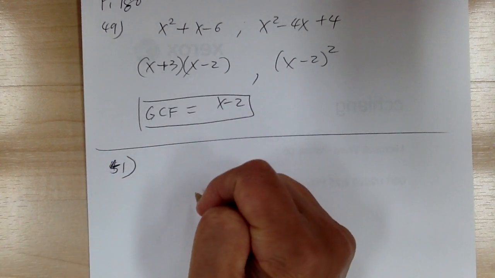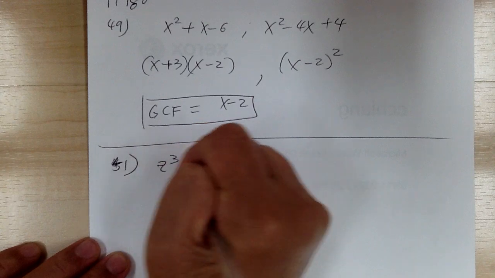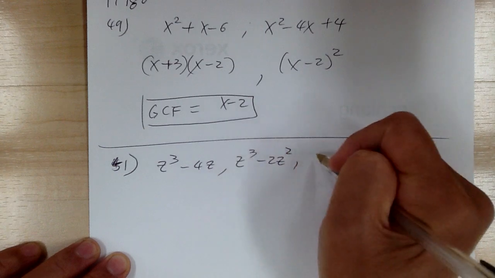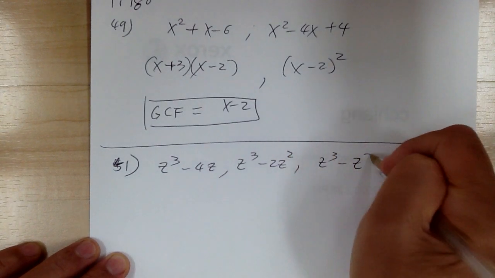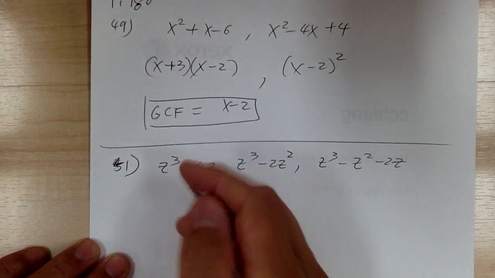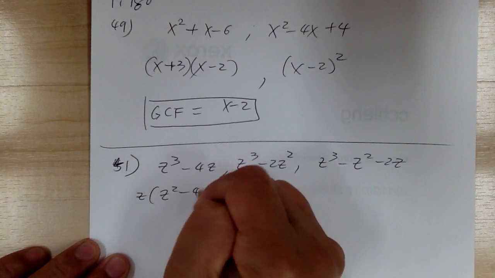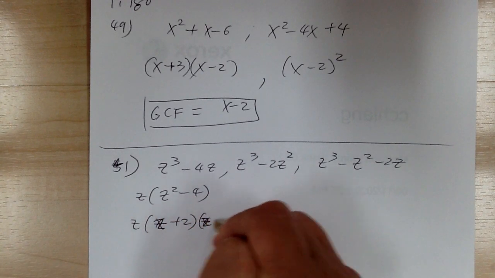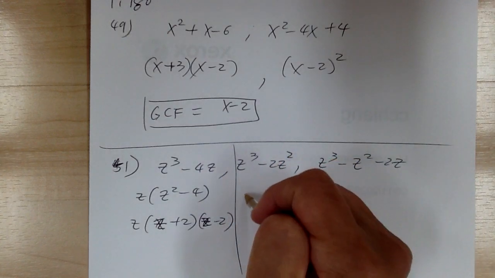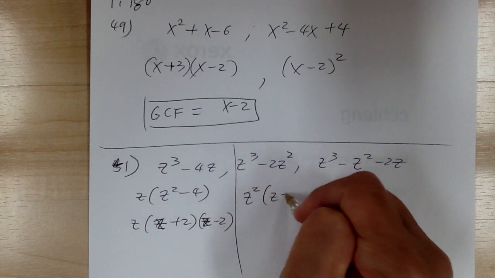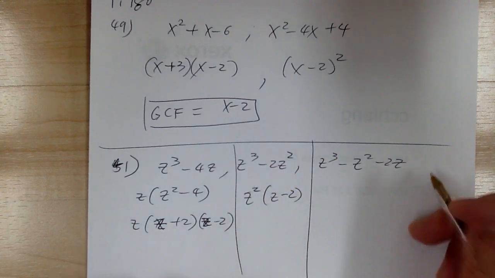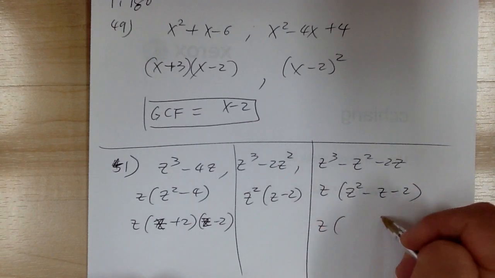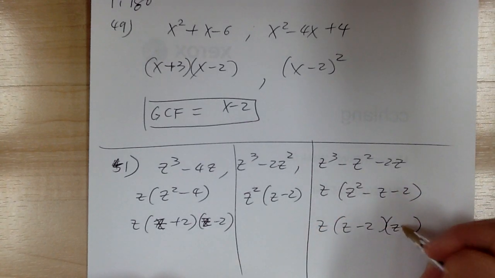So 51. You have z cubed minus 4z, and z cubed minus 2z squared, and z cubed minus z squared minus 2z. Again, you can factor z, so you get z squared minus 4, then you can factor z plus 2, z minus 2. This one you can factor the z squared. This one you can factor the z, and then you can factor out z minus 2, z plus 1.